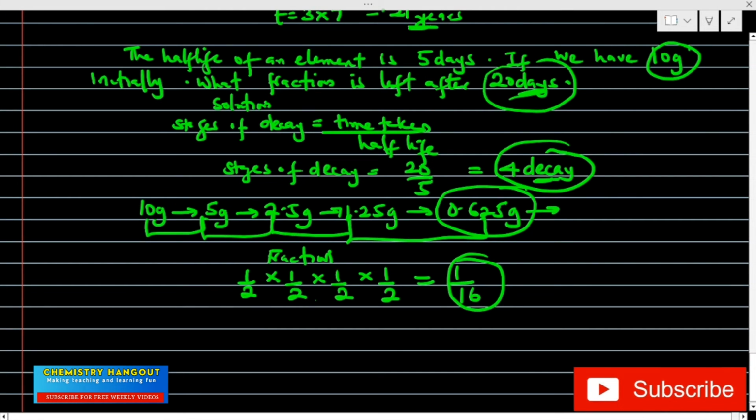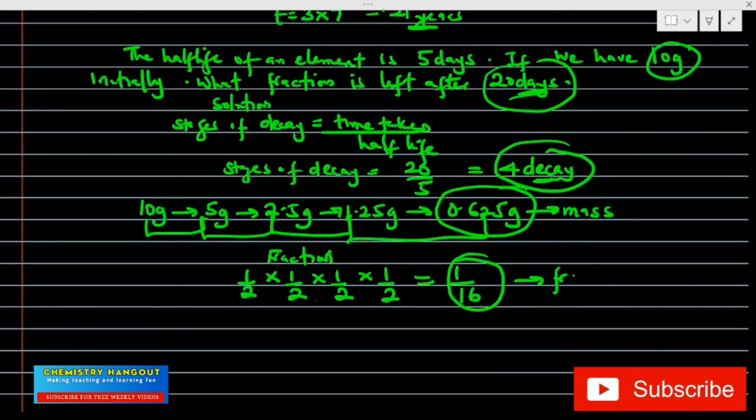So this is the mass left after 20 days, and this is the fraction left after 20 days. It's still the same. It's just like you are expressing your mass in fraction. So it will be 1 over 16. I don't know if you are getting that. So if it is in fraction, I know the number of decay. When I know the number of decay, I'll just say 1 over 2, that's the first decay, times 1 over 2 second decay, times 1 over 2 third decay, times 1 over 2 fourth decay.